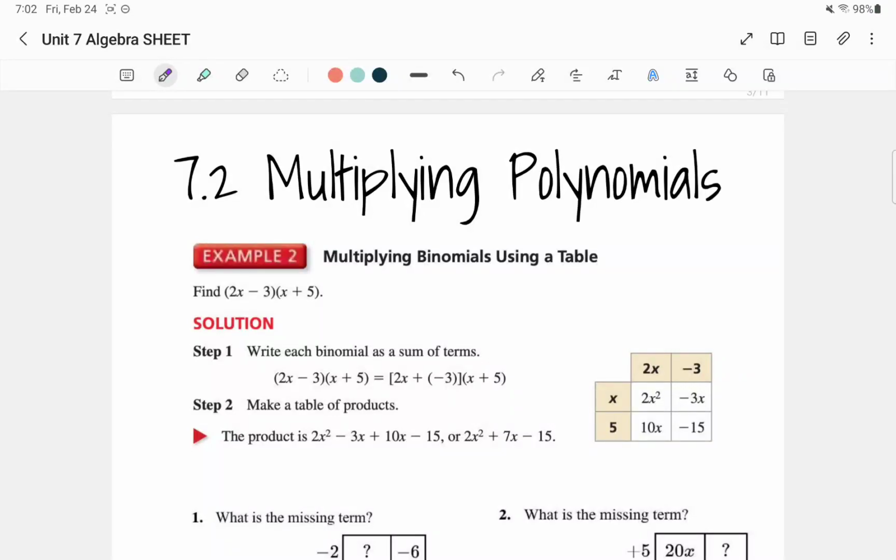Welcome, scholars, to Lesson 7.2, Multiplying Polynomials. Last lesson, we added and subtracted polynomials, and this time we're multiplying. We're going to do that in a couple of ways. The first way is going to be using a table.